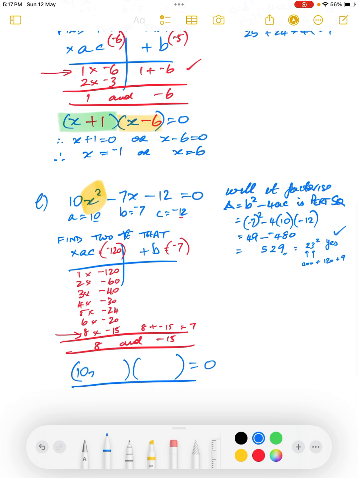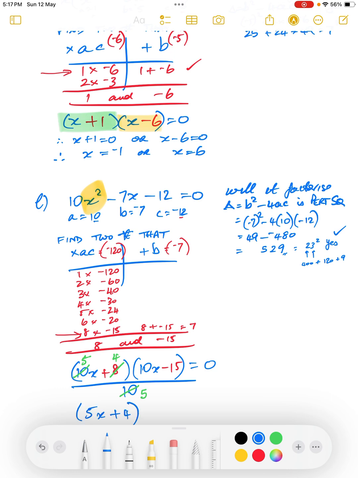I would go 10x over 10, because 10x times 10x would be 100x squared, and 100x squared divided by 10 would go back to 10x squared. We can put these two numbers, plus 8 and minus 15, in there, and we cancel. All right, so if I cancel 2 out of 10 it goes to 5, and cancel 2 out of this bracket, we would get 4 and 5. That bracket would be 5x plus 4.